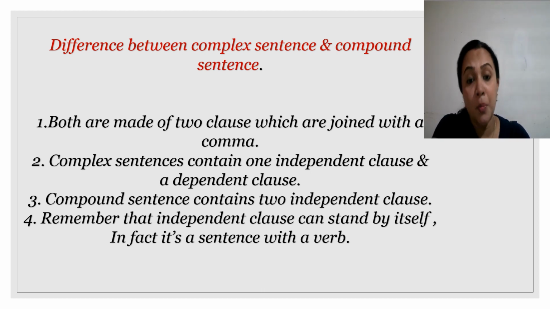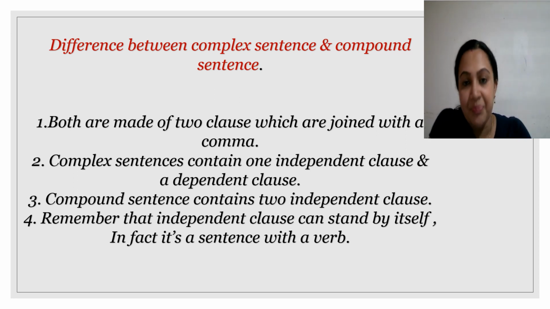When you are writing a complex sentence, there will be an independent clause and a dependent clause. But when you are writing a compound sentence, both the 2 phrases or sentences will be independent. That is the difference between a compound sentence and a complex sentence. In a complex sentence, one dependent clause will be there, but in a compound sentence, both will be independent. An independent clause can stand by itself.